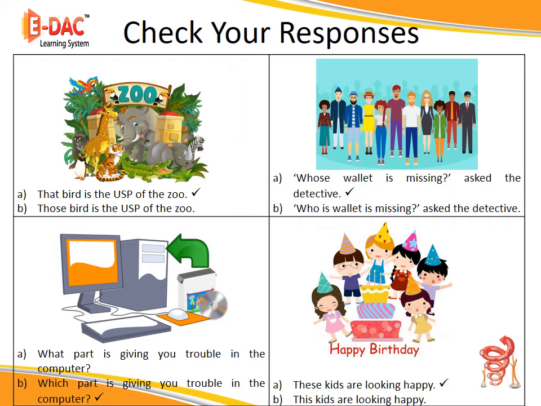Let's quickly check our responses. The correct answers are that bird is the USP of the zoo. Whose wallet is missing? Asked the detective. Which part is giving you trouble in the computer? These kids are looking happy.